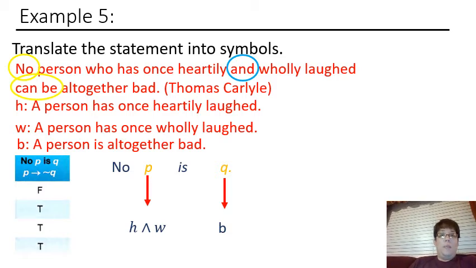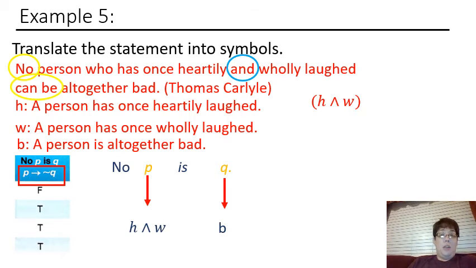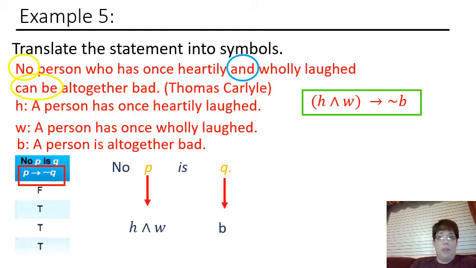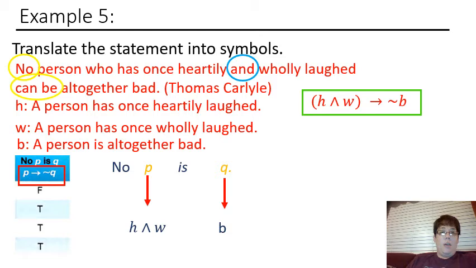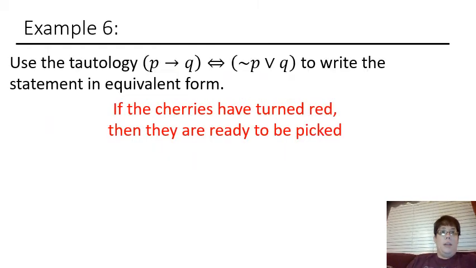So when I put all of these together in my sentence with the P implies not Q, then I have the P is going to be H and W implies not B. And that's going to be my symbolic statement. Okay, hopefully that made just a hair of sense. All right. Let's look at example number 6.